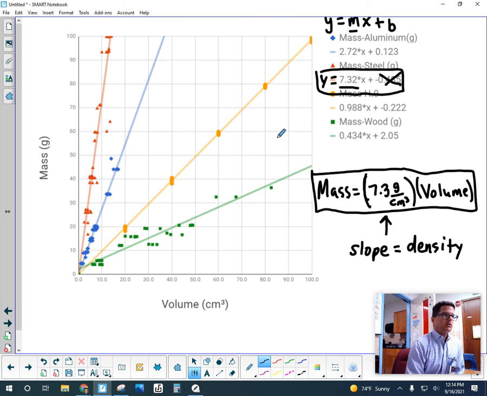So what that tells me is I can jot down the slope of these other lines, and that's telling me the density of each of those materials. So I'm going to go ahead and jot down 7.3 grams per cubic centimeter by my plot for steel. If I look at the aluminum data, again, I'm focusing in on the m term here. 2.7, I'm going to round it again to 2 digits. So 2.7 grams per cubic centimeter is my density of aluminum based on my data.